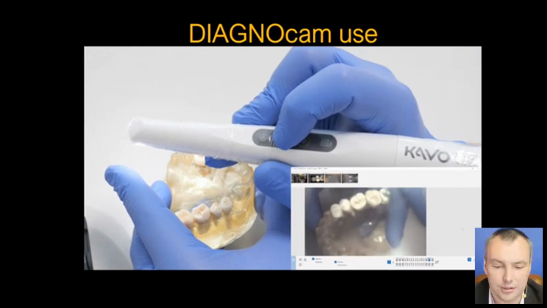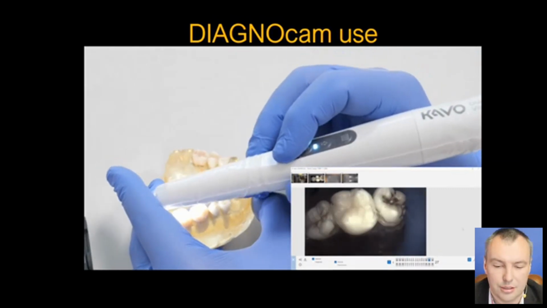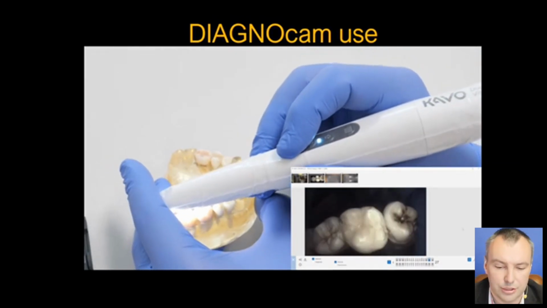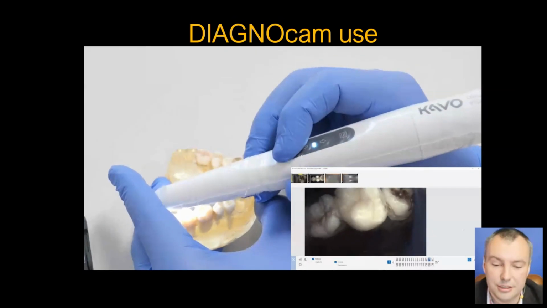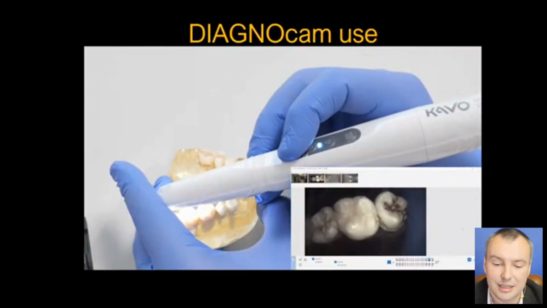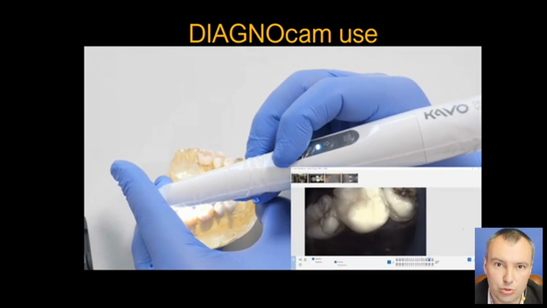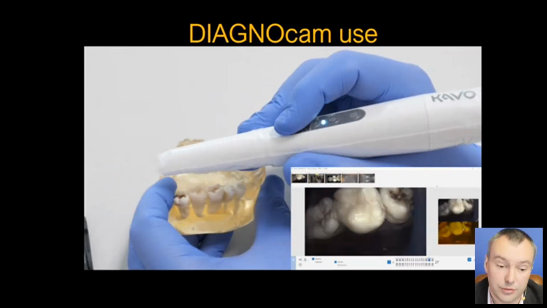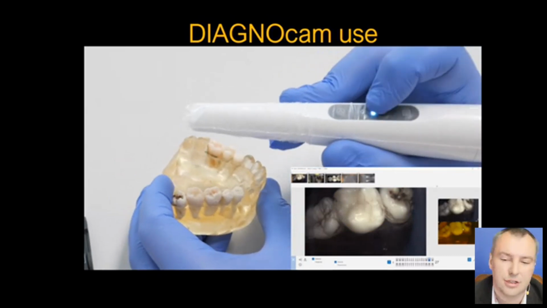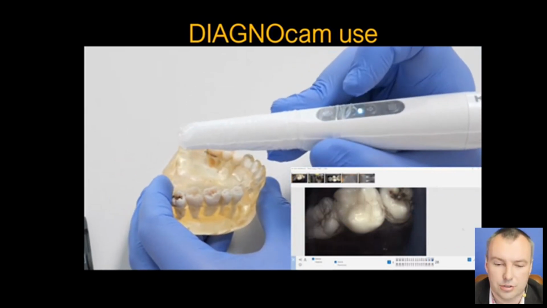To make a picture of the tooth, like right now, 2.7. Okay, again, press the play button, and this time we will get only 2 images of the tooth, not 3, because the transillumination device, of course, is not working.